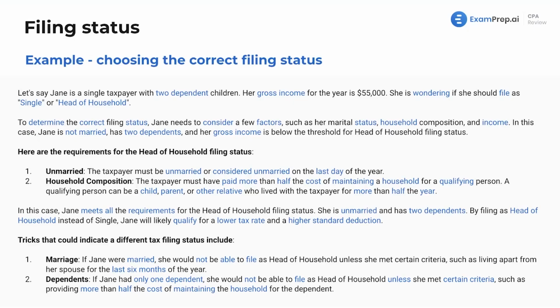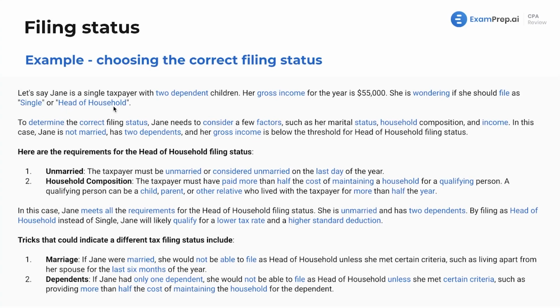All right. Got an example here, choosing the correct filing status. We're going to see a lot of these questions in the exam, so make sure you are quite familiar with how to answer these. Let's say that Jane is a single taxpayer with 2 dependent children. Her gross income for the year is $55,000. She's wondering if she should file as single or head of household.